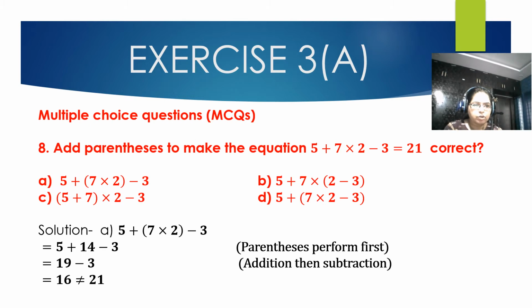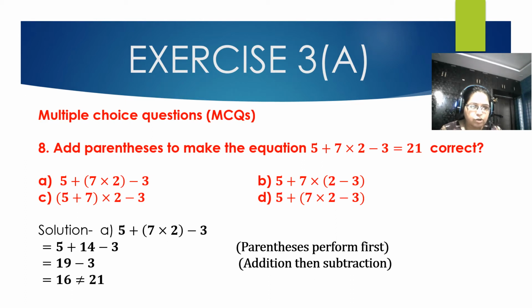Now we solve question number 8. Question number 8 is a multiple choice question. Add parentheses to make the equation 5 plus 7 multiplied by 2 minus 3 equal to 21 correct. We have to find out where to place the parentheses. There are four options.